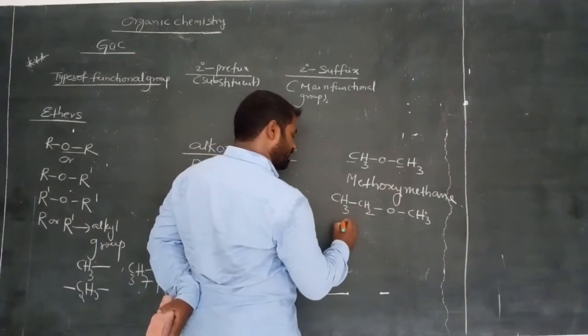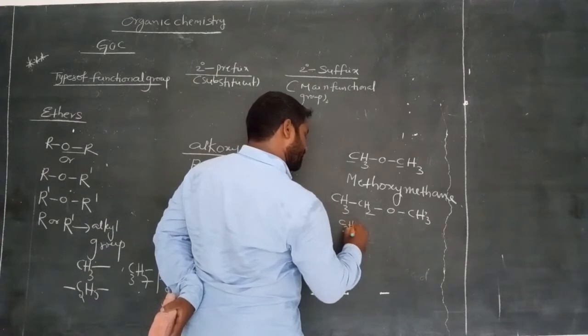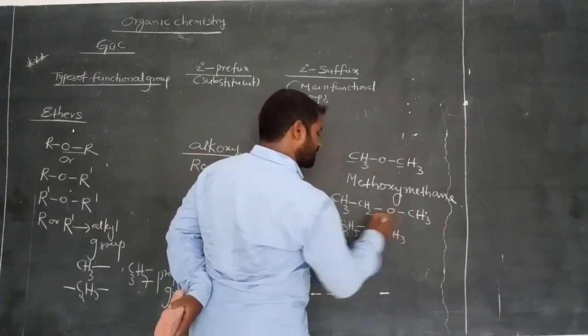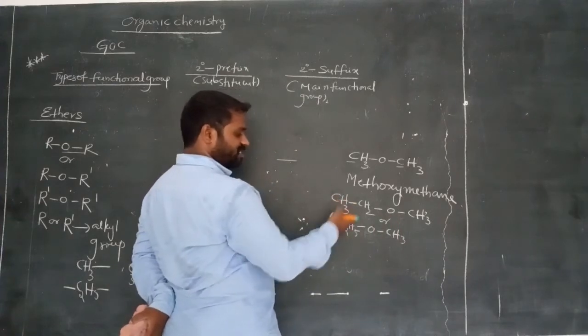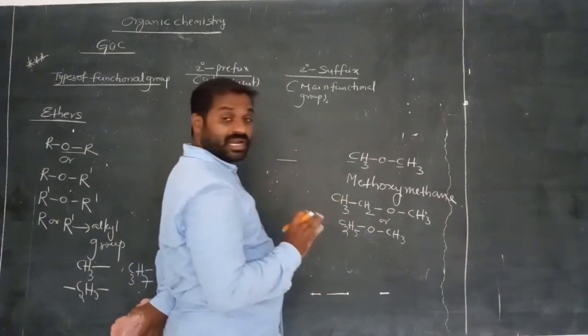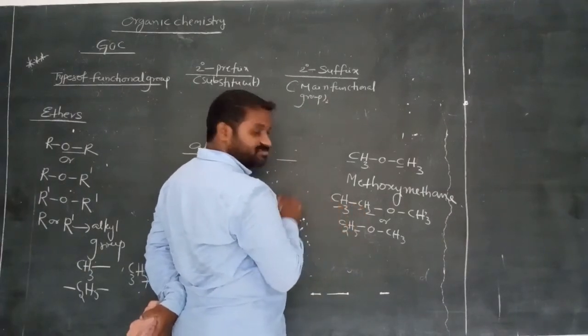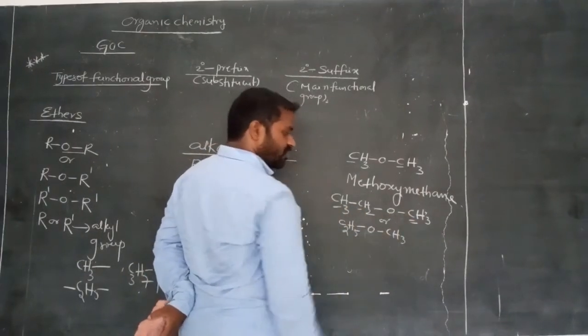CH3 bond CH2 means C2H5 bond OCH3. Am I right? Both are same. Okay, both are same. C2H5 OCH3, is it ether or not? Clearly ether. Now it consists 2 carbons on one side, and the other side is only 1 carbon.